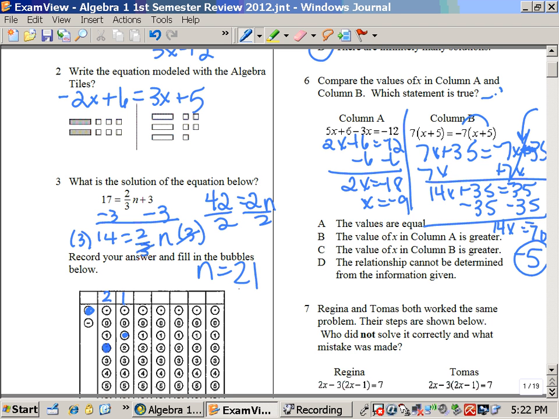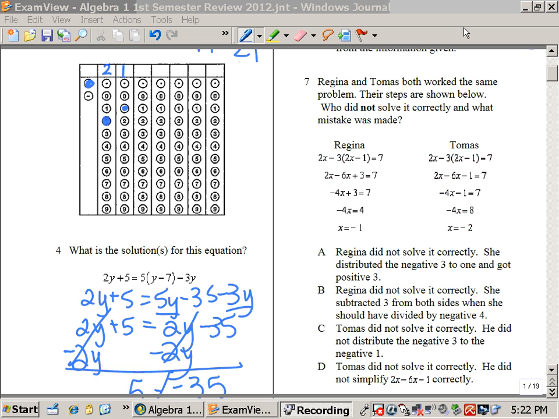And since negative 9 is less than negative 5, then column B is greater. So that answer is C. On number 7, the correct answer is C.